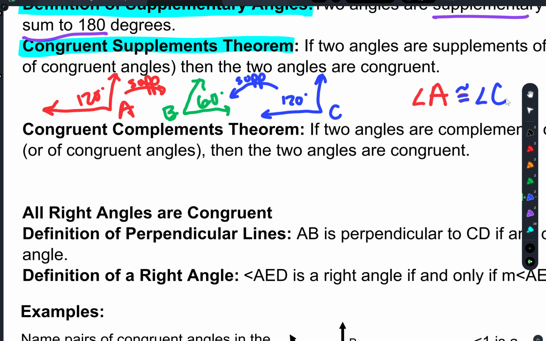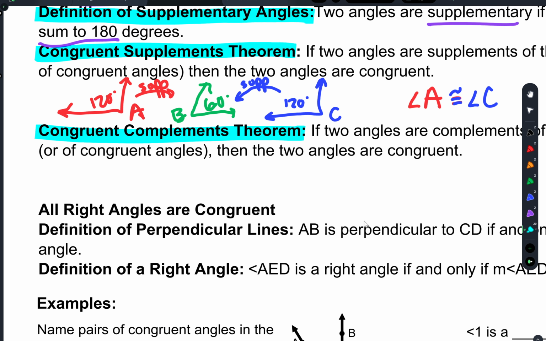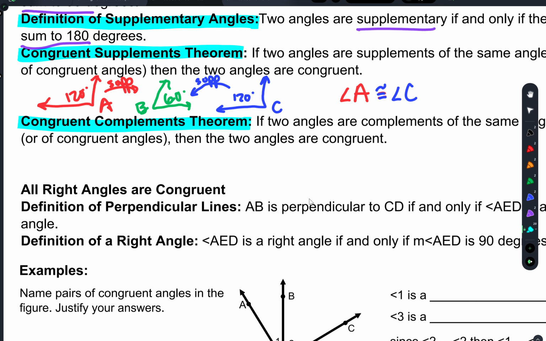It's kind of like the transitive property, but for supplementary angles in a weird way. Some people like to think of it like that, but it's just a weird way to say if two angles are supplementary to the same angle, they must be congruent to each other. And we have the same thing for congruent complements as well. Same idea. If angles A and B add up to 90 and angle B and angle C also add up to 90, then A and C must be congruent to each other. That's what that says. Questions on those two?